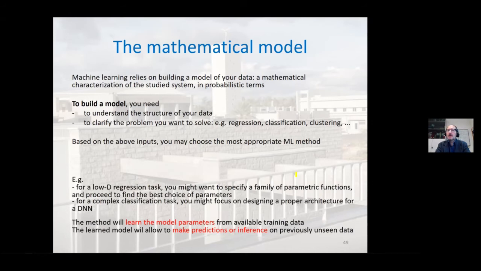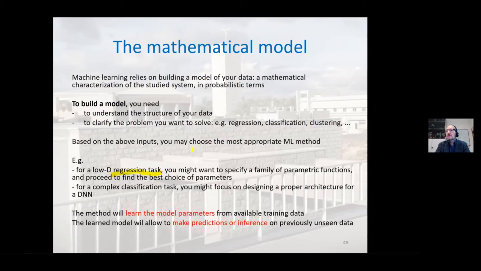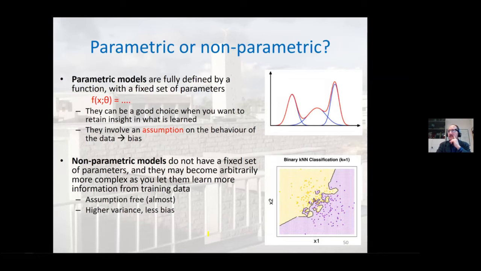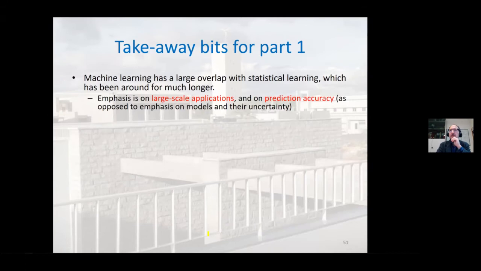If you have a low dimensional regression task that you want to solve, you might rely on parametric functions, which you might actually find give a good representation, okay? But in a complex classification task, you will want to use a much more complicated model. For instance, we'll touch on deep neural networks later. And the method that you use will learn the model parameters, be it parametric or non-parametric. In a parametric model, you will have maybe 5 parameters. In a deep neural network, you will have 1,000,000 parameters, okay? And these parameters will allow you to make predictions on previously unseen data. So here is just a slide that says this in other pictorial ways, but let's move on, okay?